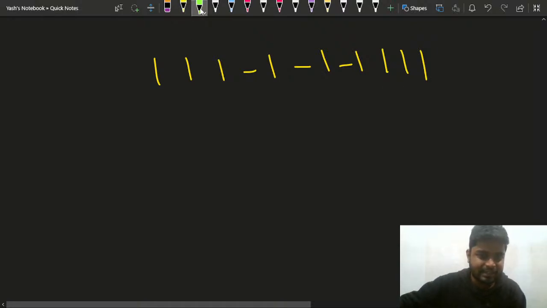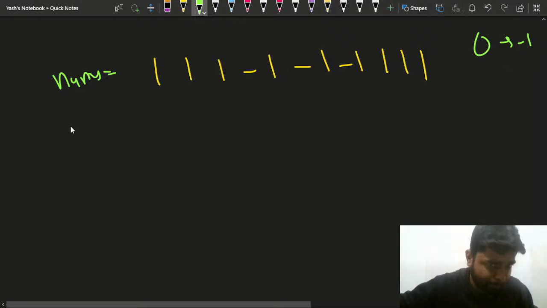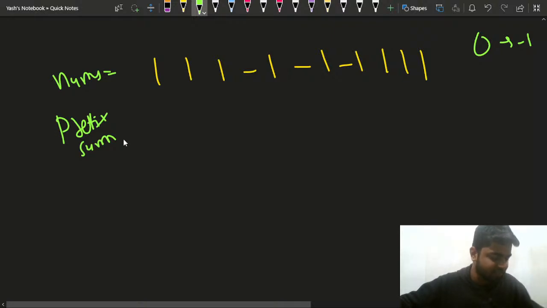If I had something like this, so this is the nums array that has been given to me, right? So I'm representing 0 as -1, so that if the prefix sum becomes 0, that will indicate the length is something like that, okay? So let's see what is the corresponding prefix sum to it.